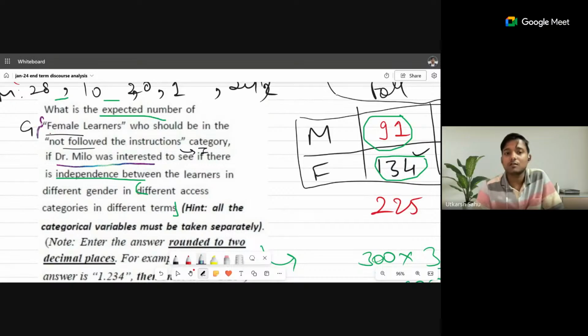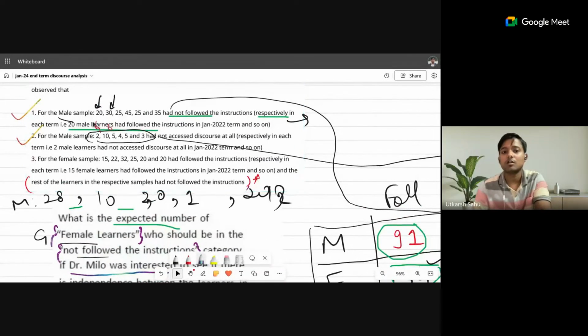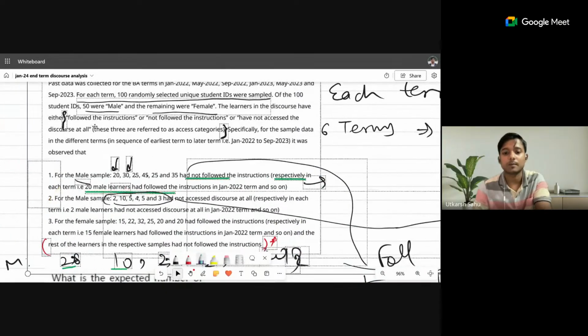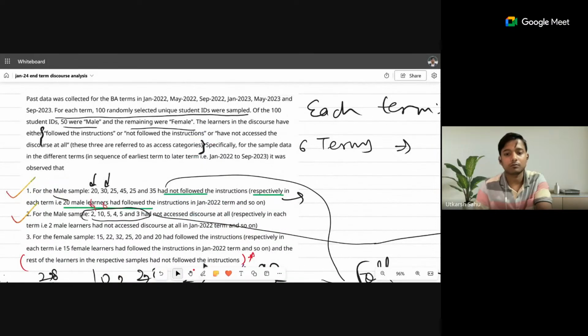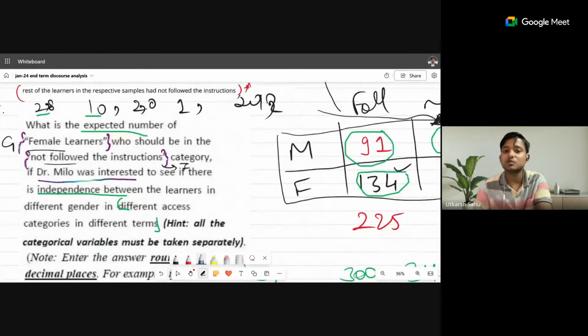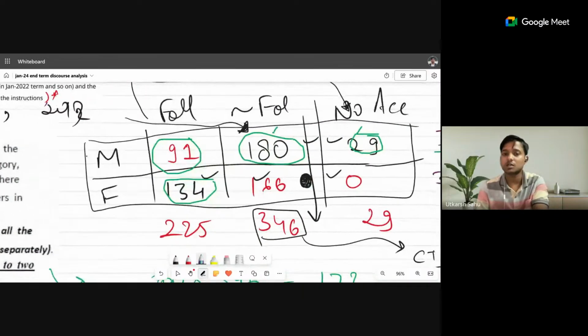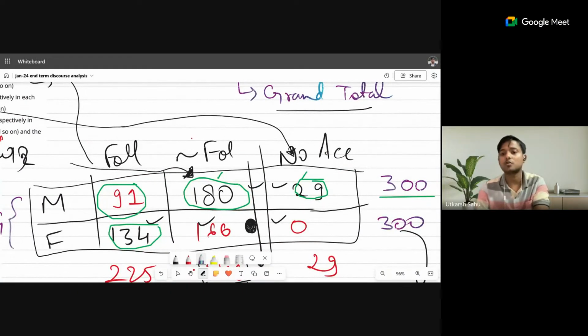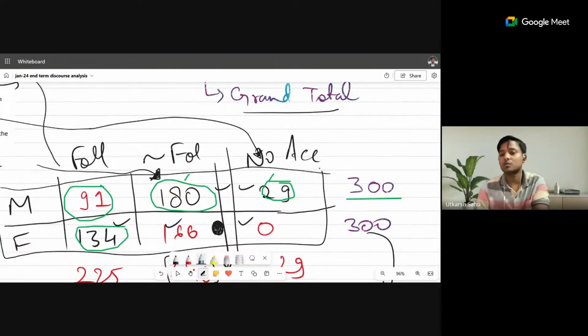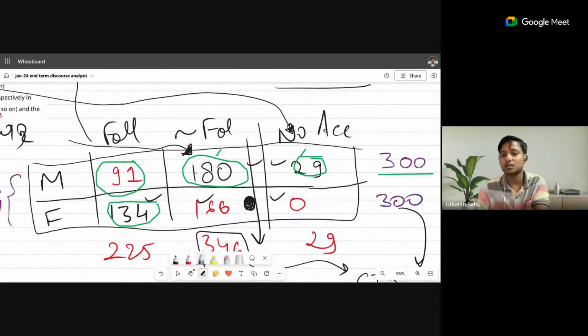So you get to know that one discrete variable would be gender, male and female, and the second would be the category, the instruction category which was given here: followed, not followed, or have not accessed. So by reading this question itself, which two things do you have to make the table of, right? So we come to this side, we make a table, gender, male and female on this side, and then the instruction category, followed, not followed, did not even open the discourse. Okay, let's see how this table had to be filled.